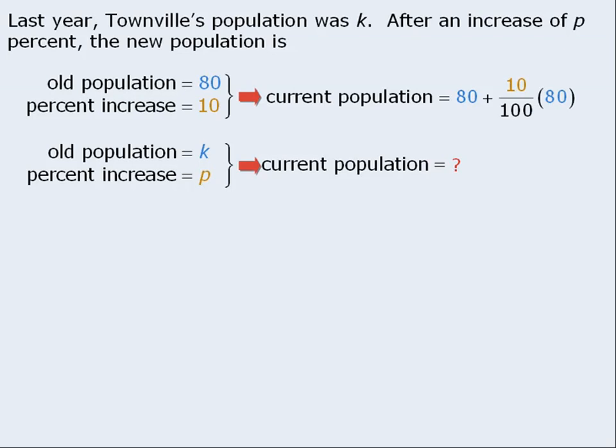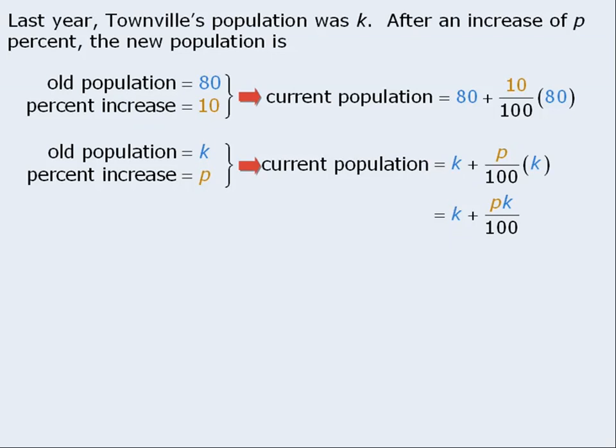Now that we have an idea of how to increase a population by 10%, we can apply similar operations using the given variables. So to find the current population, we take the old population, K, and add to it P% of K. P% can be written as P over 100, and to find P% of K, we multiply P over 100 by K. Now, if this expression does not match one of the answer choices, we can always rewrite the expression by first simplifying the right-hand side.